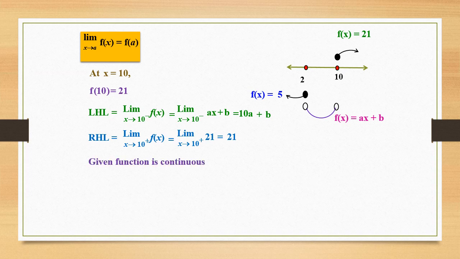Next, we also know that the function is continuous at x is equal to 10. So f of 10 will be equal to LHL will be equal to RHL. So on simplifying, we get 10a plus b is equal to 21, which gives us equation 2. So now we simplify equations 1 and 2 to obtain the values of a and b.